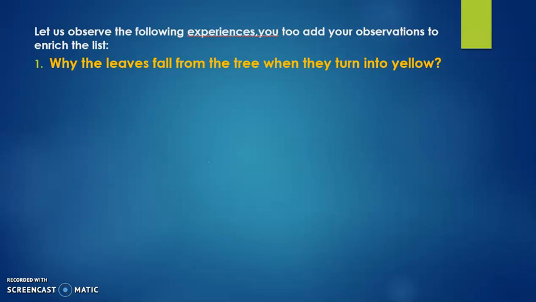It is chlorophyll breakdown. Okay, you already know what is meant by chlorophyll. We can call chlorophyll the green pigment in the leaves. So why is chlorophyll called a green pigment? Because it gives the plant its green color.